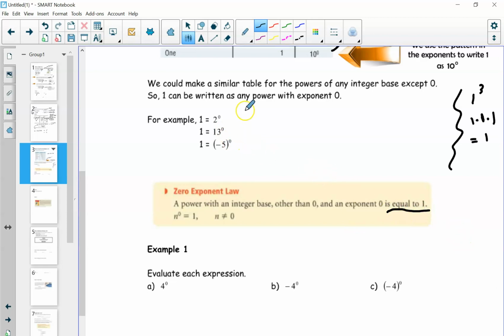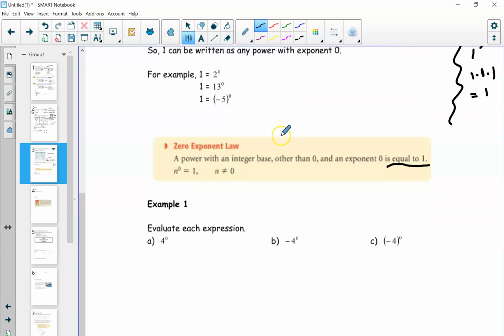So that makes it kind of handy, right? If you see anything to the power of 0, you know it's probably going to be equal to 1 or negative 1. Okay, let's evaluate each expression. 4 to the power of 0. Well, we know that's just 1.